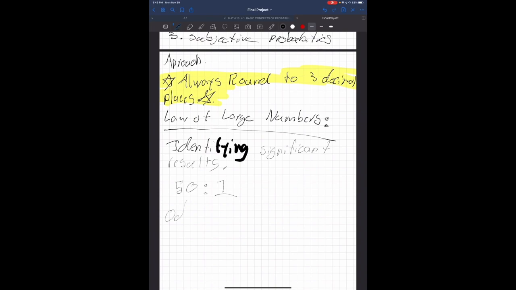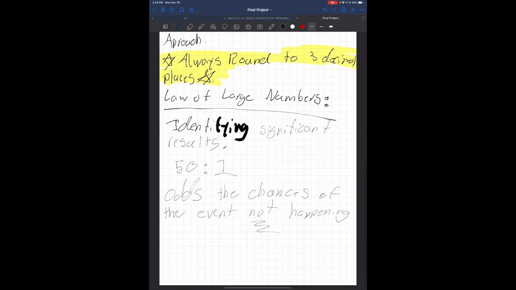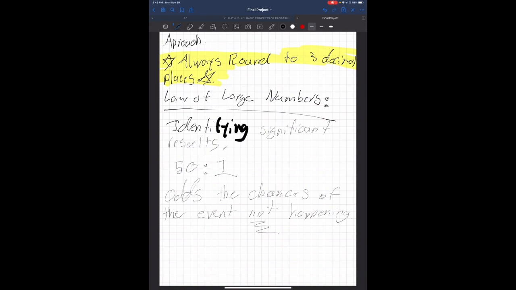Now, odds are the chances of the event not happening. And this, of course, can just be found by subtracting the probability of an event from 100. So if you have a 50% chance of getting heads, the odds are 50% of getting tails. And that basically is what probability is and why it's important to the overall analysis of statistics.